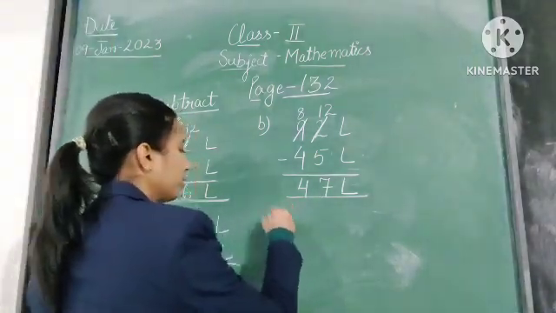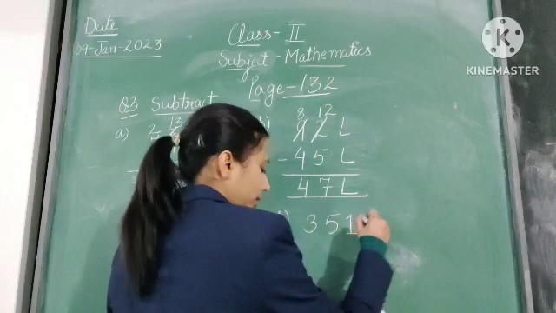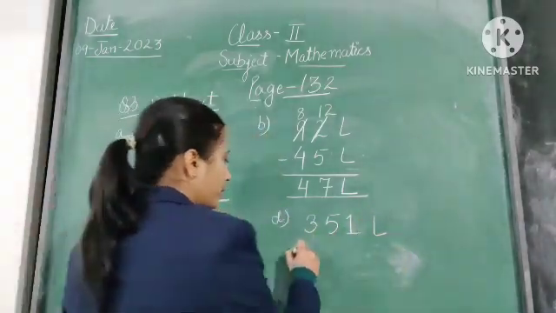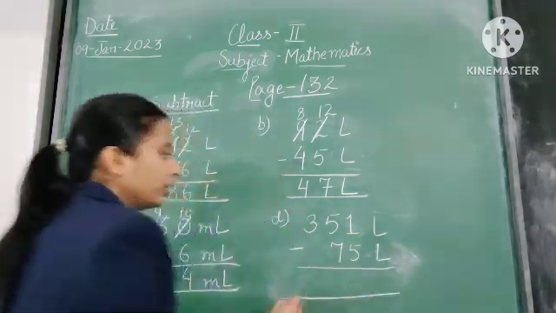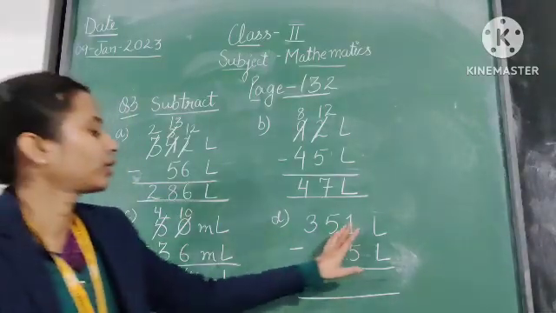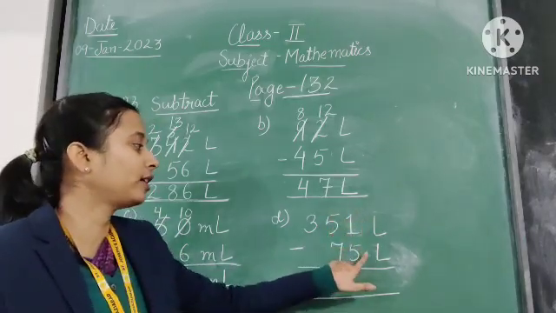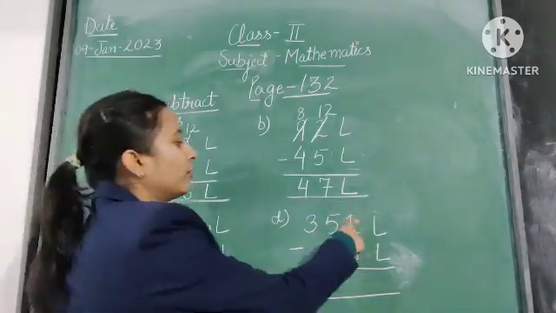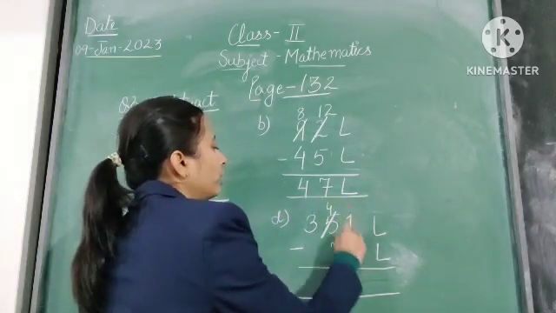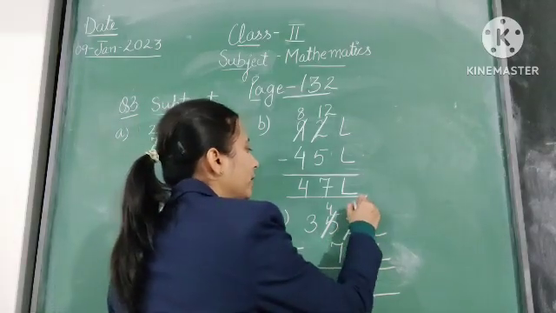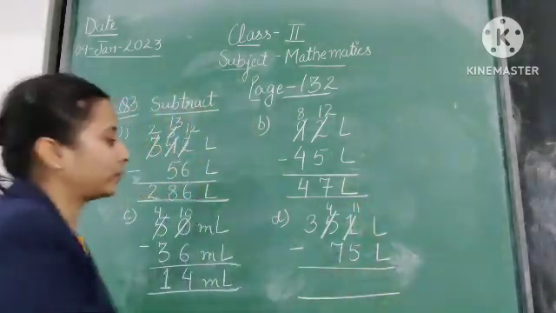Part D. The measurement first given here is 351 liters. Then we have 75 liters. We are supposed to subtract 75 liters from 351 liters. 1 minus 5. 1 is the smaller number, 5 is the larger number. We cannot subtract a larger number from a smaller number. So 1 will have to borrow. 1 will borrow from the number on the left, which is 5. 5 will become 4 and 1 on gaining a 10 will become 11. Because 10 plus 1 becomes 11. Now 11 minus 5 gives us 6.